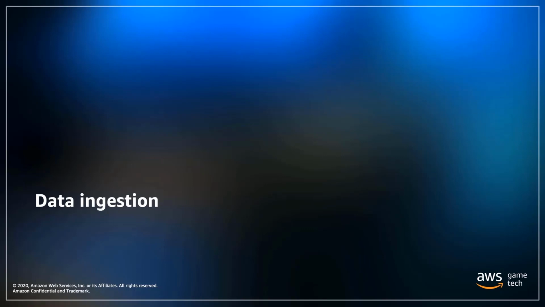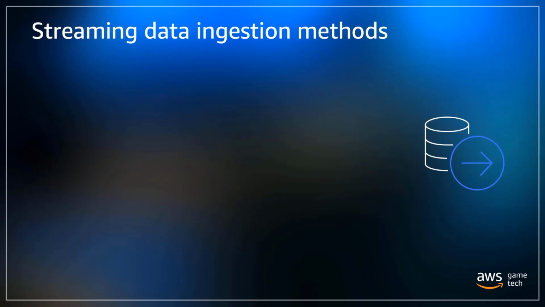Now that we have ingested data into the pipeline, I'd like to do a deeper dive into the data ingestion process in the solution. So first we have our streaming data ingestion methods, and the solution will ingest game event data by either submitting data to the Kinesis data stream directly or by sending API requests to the solution API, which will then forward the requests to the Kinesis data stream.